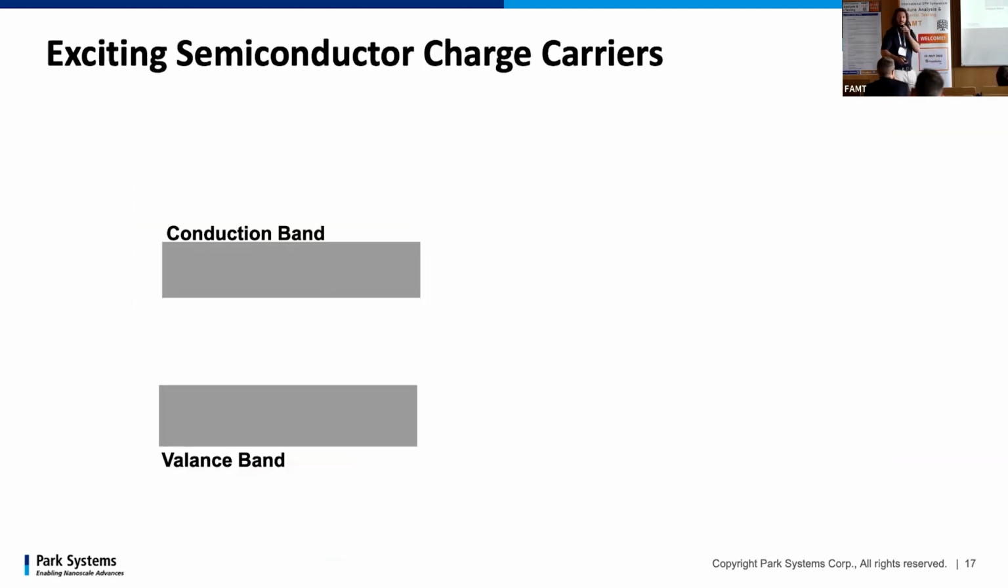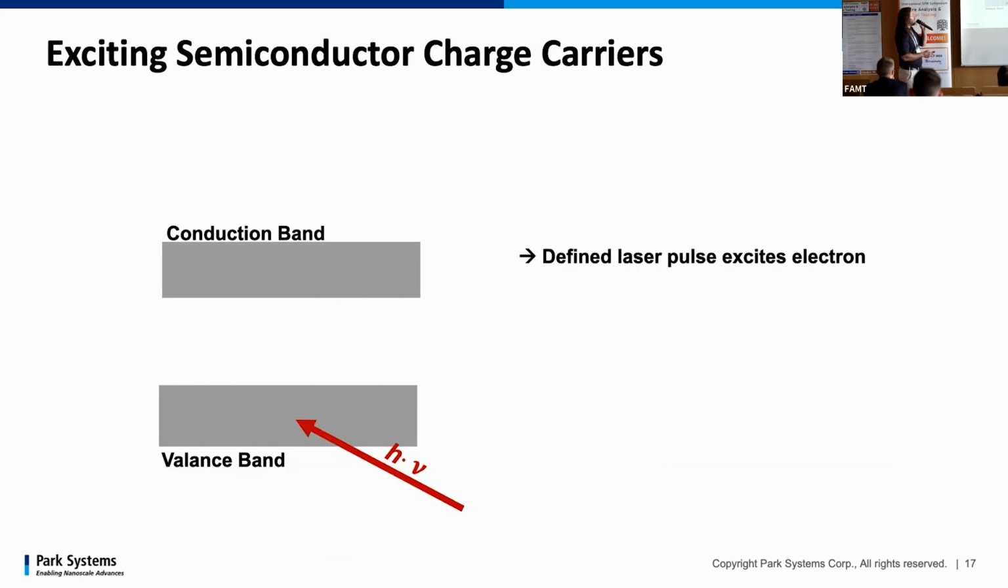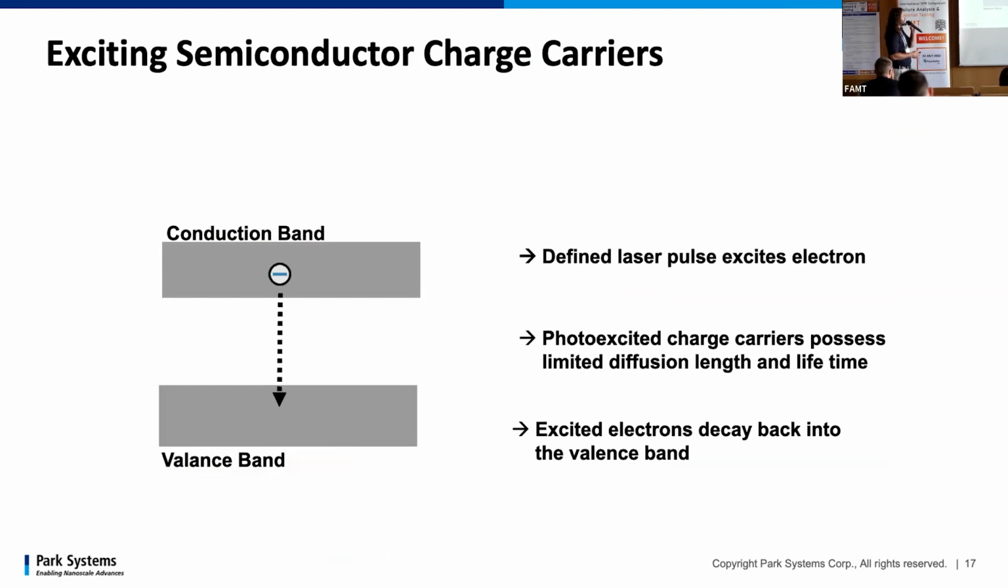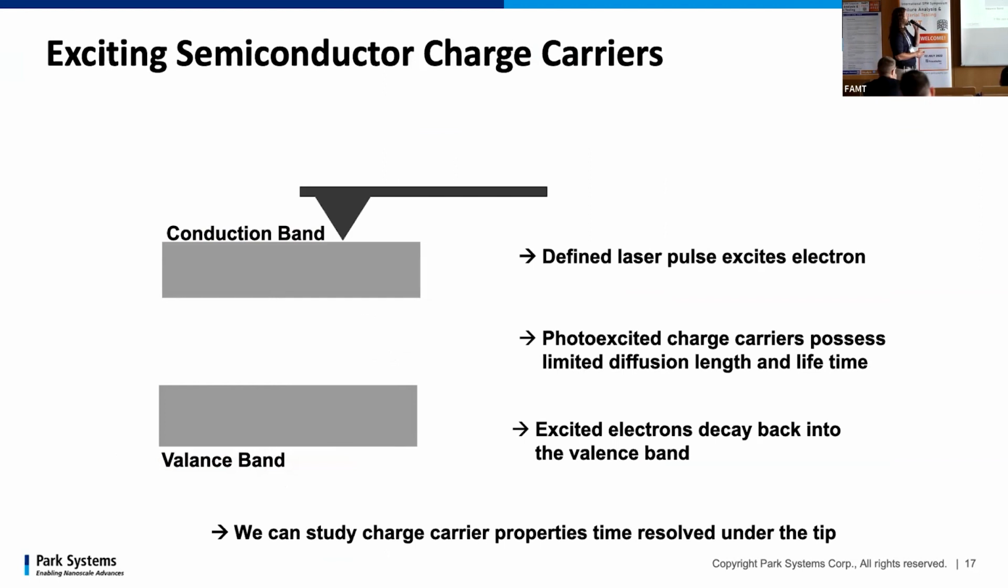However, we can do more. As you're well aware, a semiconductor usually has a valence band and a conduction band that are separated by a band gap. When we illuminate this semiconductor with a defined laser pulse, we can promote electrons from the valence band into the conduction band, where these excited charge carriers act as free charge carriers, increasing the conductivity of our material. After a certain time, they decay back into the valence band, and the current accordingly drops. We can combine this with atomic force microscopy to map and study the charge carrier properties locally and time resolved under the tip.